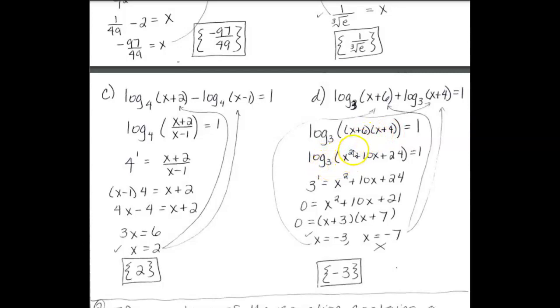Log base 3, this just means multiply it out or FOIL. So x times x is x squared. The outer product is 4x plus 6x will give me a 10x in the middle, and then on the end plus 24.